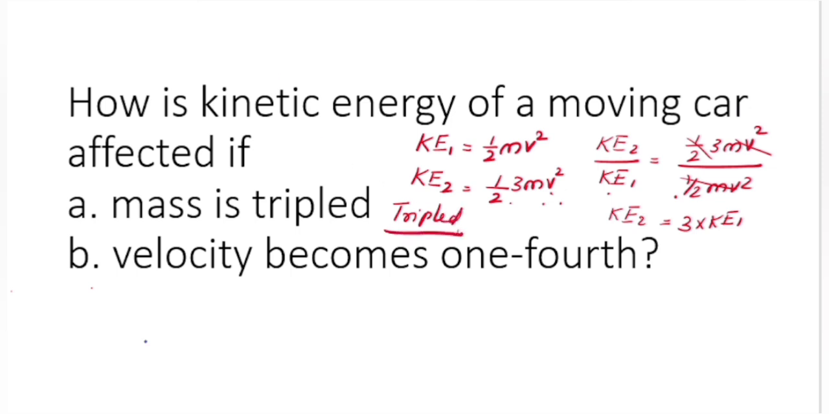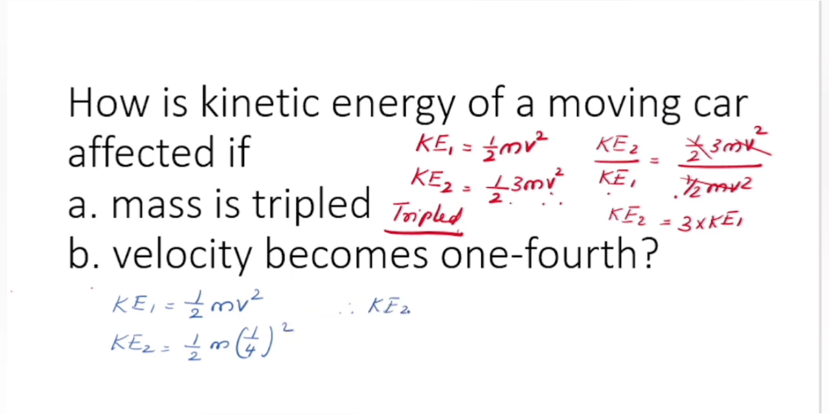In the same way, we know that if velocity becomes one-fourth, it is 1 by 4 the whole square, that is 1 by 16, so a 16 times decrease will be there. But still, how to solve it? The first case is taken as half mv square. In the second case, half into mass, which remains the same, but velocity becomes 1 by 4 the whole square.